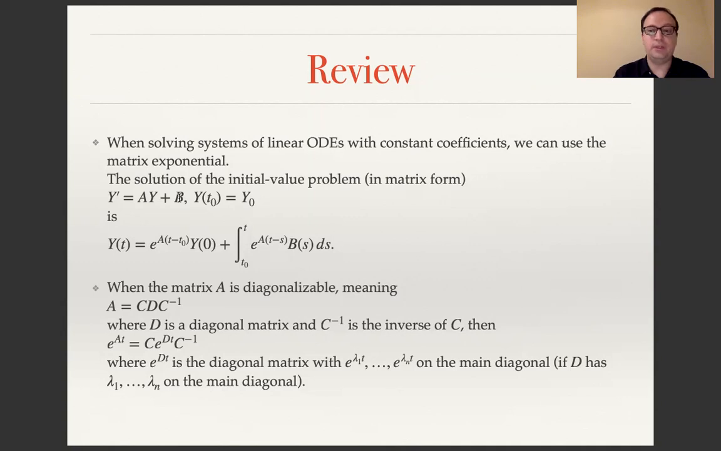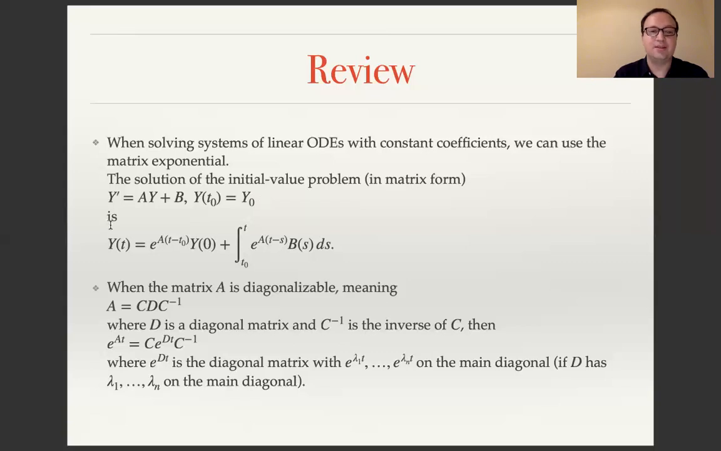If B is constantly 0, then the equation is homogeneous. If B is a non-zero vector, then the equation, or the system, is called inhomogeneous. And we impose some initial condition, y at time t0 is equal to y0. So y0 is a vector made of the initial conditions for all the unknown functions at time t0.